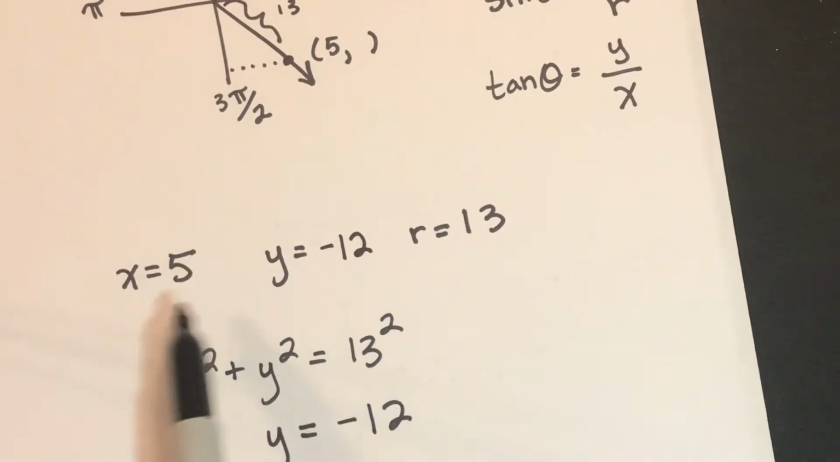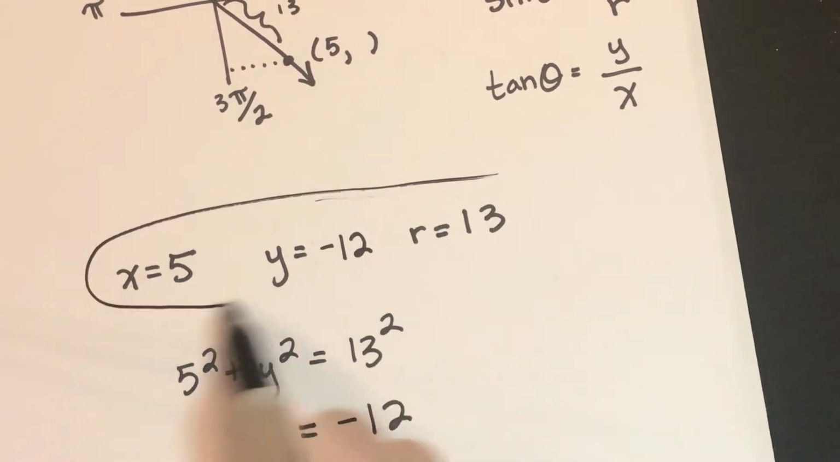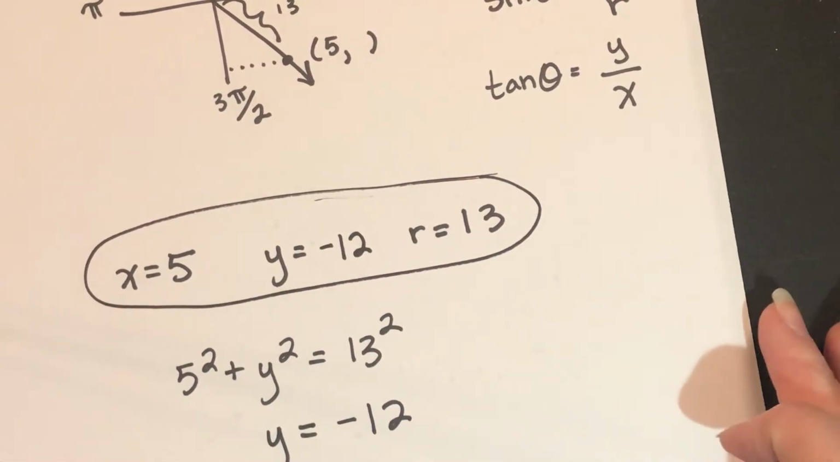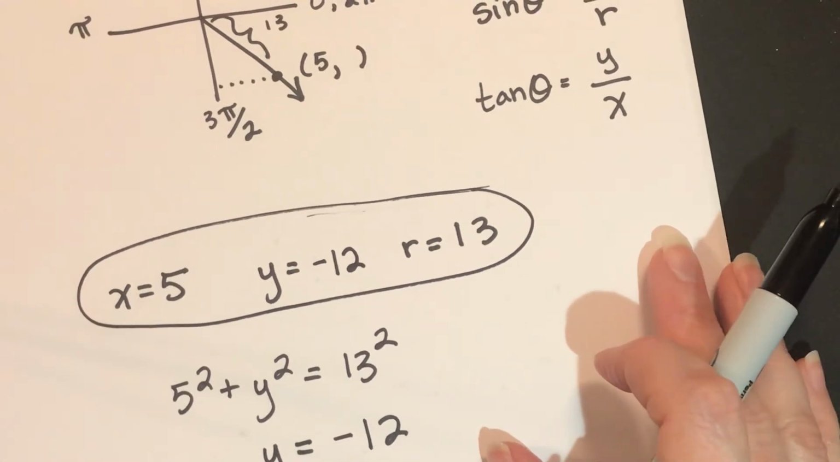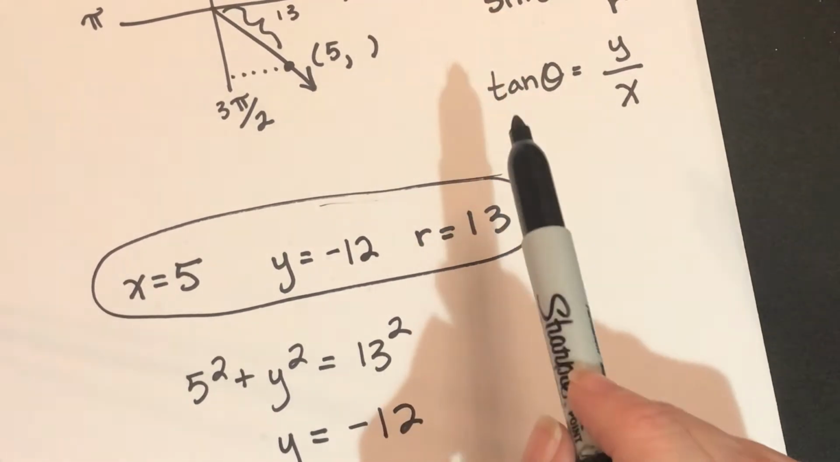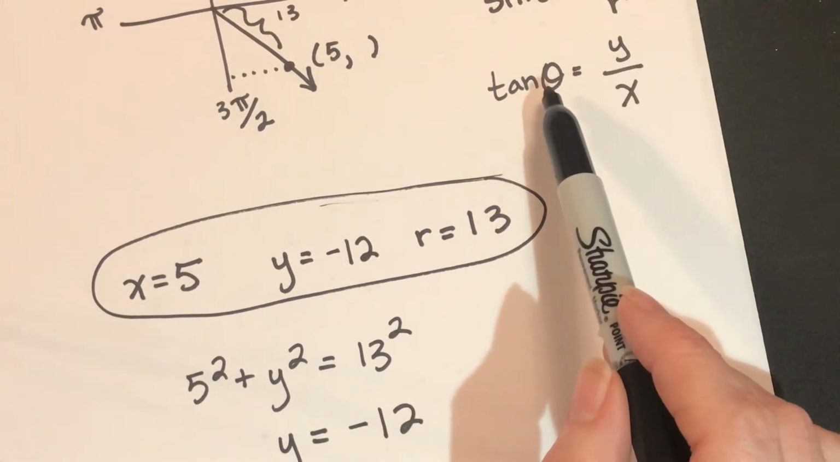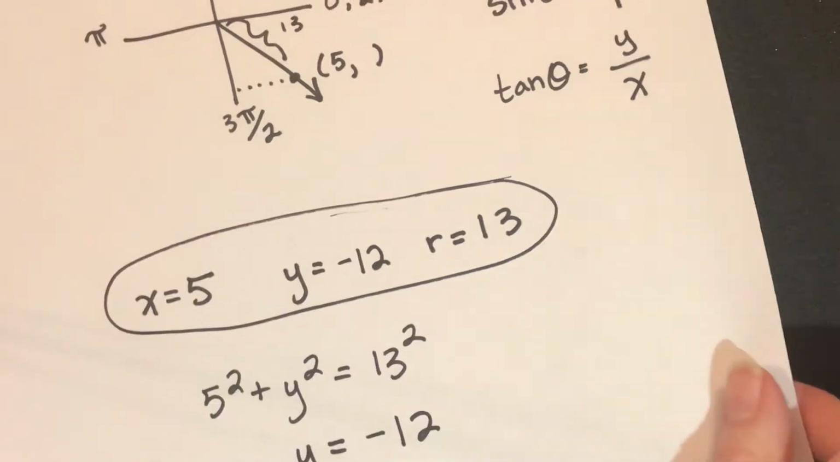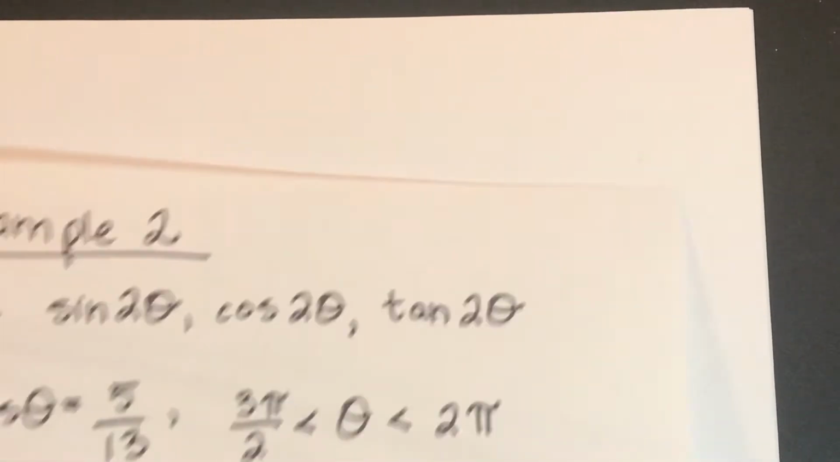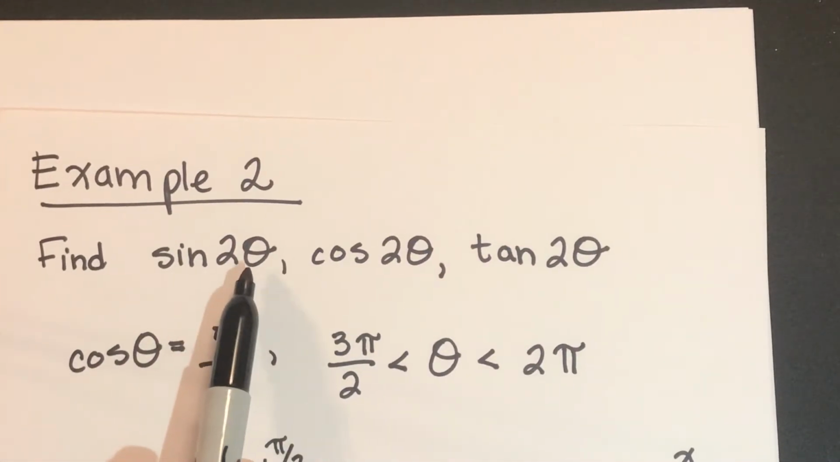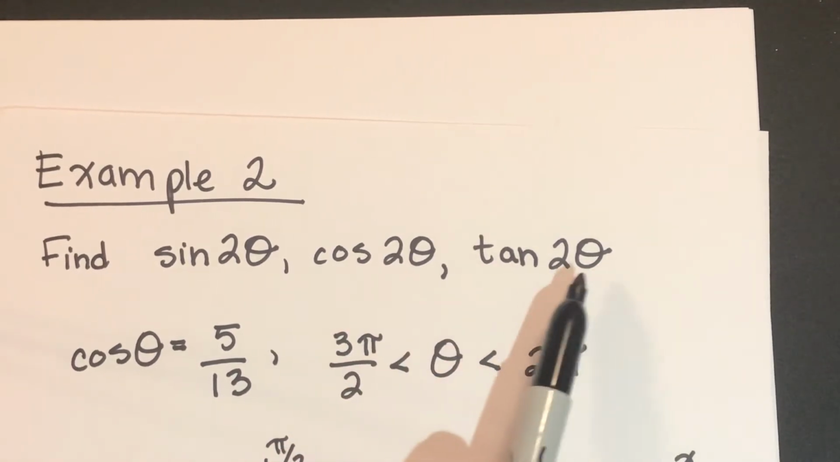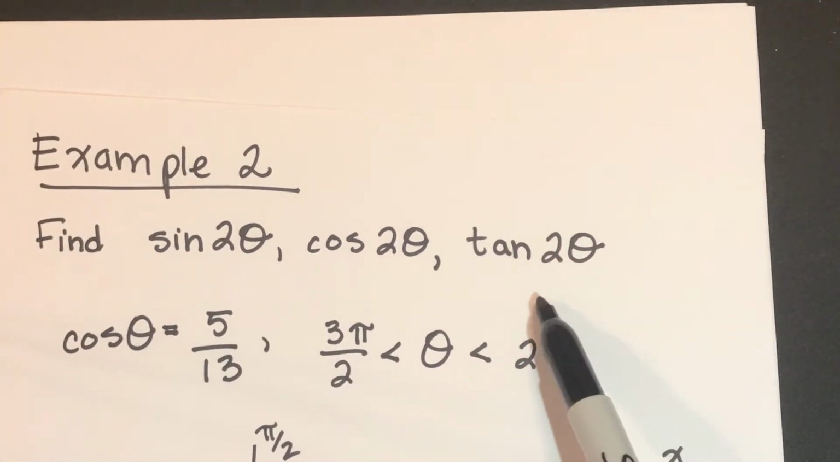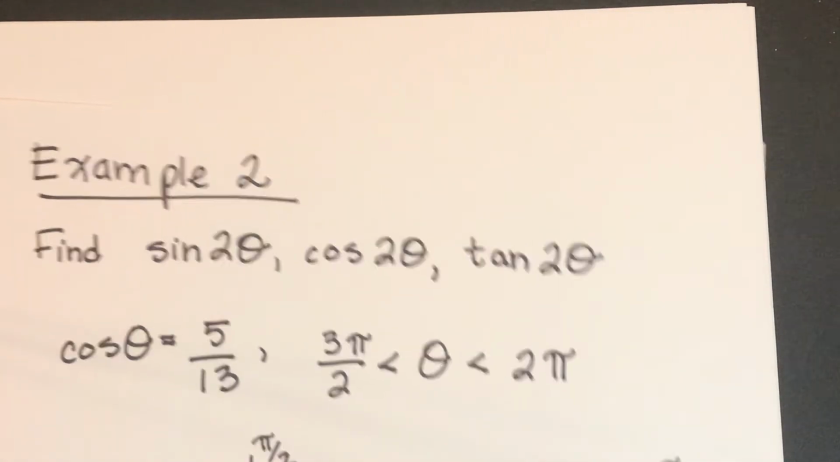This is our important information right here. So now we can use this to first of all find the sine and tangent of our angle. Then we can use it to find all the double angles. Remember that our goal is to find the sine of the double angle, the cosine of the double angle, and the tangent of the double angle. Before we can find those, we need to find what the regular sine, cosine, and tangent are.